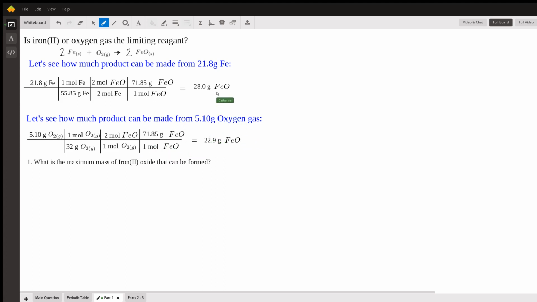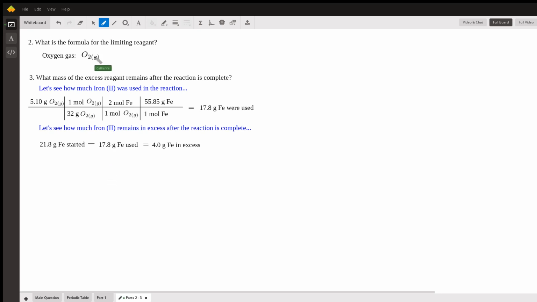Whichever value is the lowest is going to tell us which reactant is our limiting reagent. Out of these two, we can see that 22.9 grams is the lowest value. So that means that's going to be our limiting reagent. Oxygen is going to be limiting, and we're going to have iron in excess. So I'm going to put L here for limiting, and iron is going to be in excess.